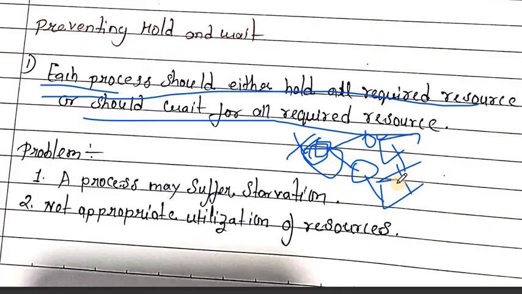Okay. The problem in this method is that the process may suffer from starvation. Why starvation? If the process is not holding any resources because it is waiting for when the resources will be free, when both resources are free, I will hold. But the resources are not free together.